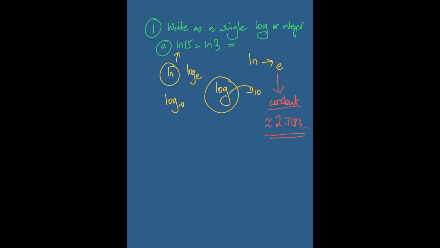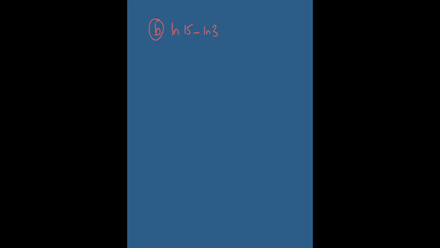Getting back to this question, using your log laws, you know that this is the same as 15 times 3, which is equal to the natural log of 45. Now the question doesn't ask you to solve it. That's all the question's asking you to do. If you were going to solve it, you could enter that into your calculator to get an answer. Looking at question B, the log law associated with this gives the natural log of 5.